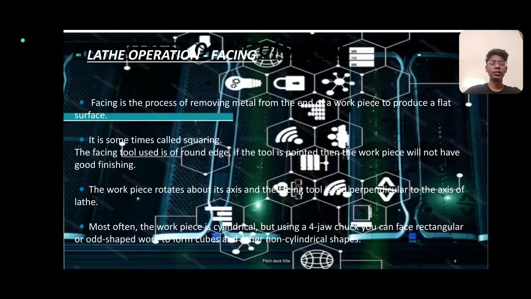Lathe operation: facing. Facing is the process of removing metal from the end of a workpiece to produce a flat surface. The workpiece rotates about its axis and the facing tool is perpendicular to the axis of the lathe. Most often the workpiece is cylindrical, but using a four-jaw chuck you can face rectangular or odd-shaped work to form cubes and other non-cylindrical shapes.